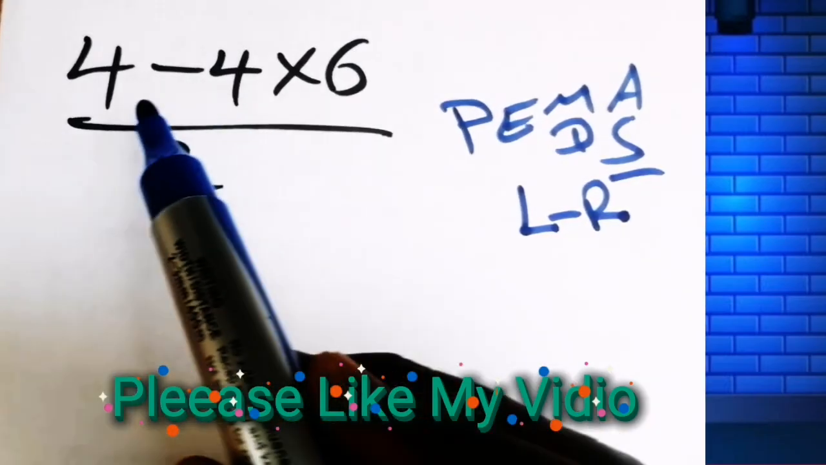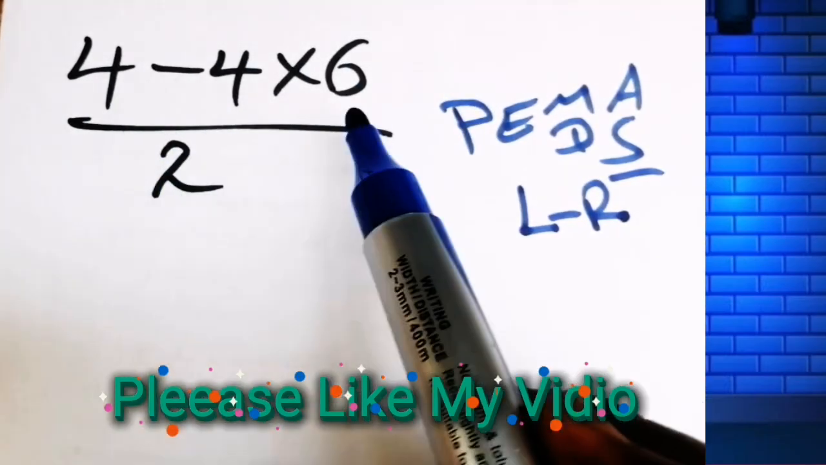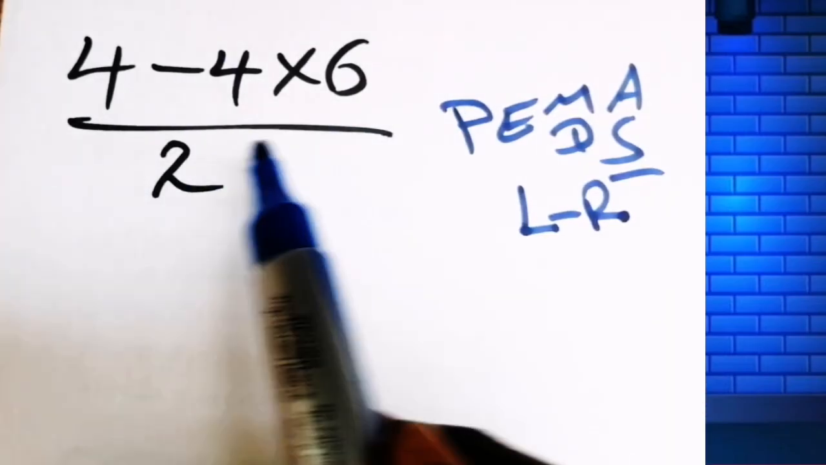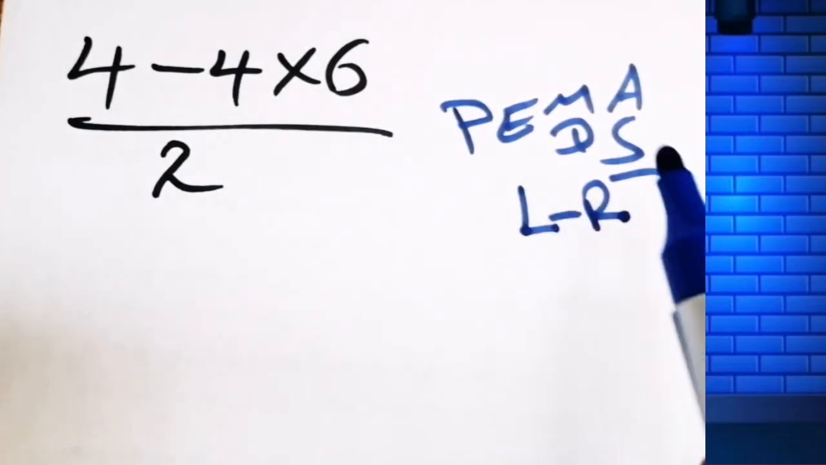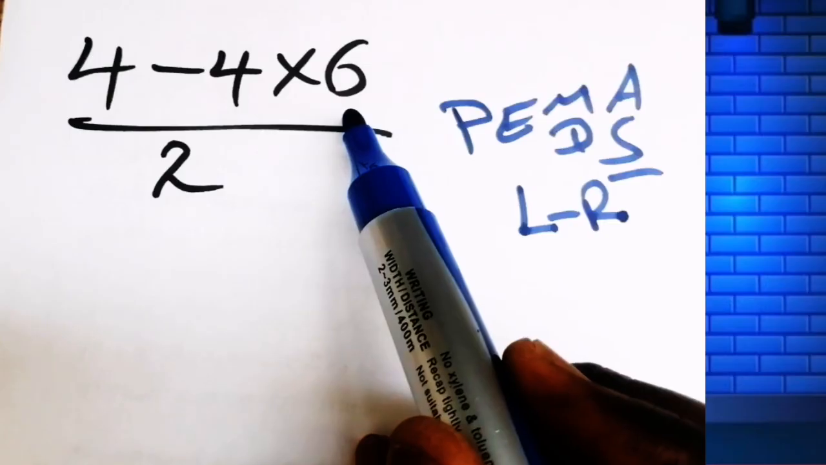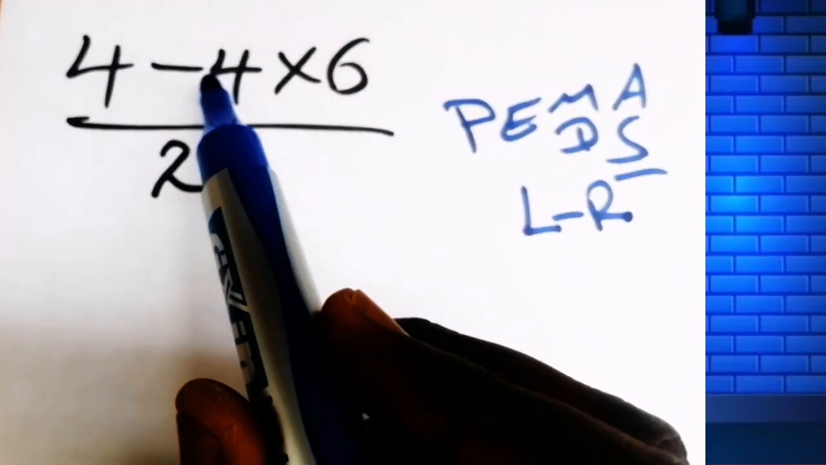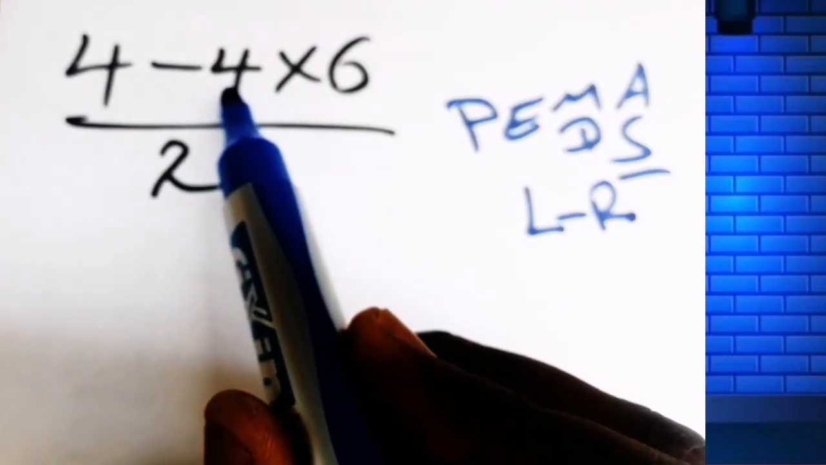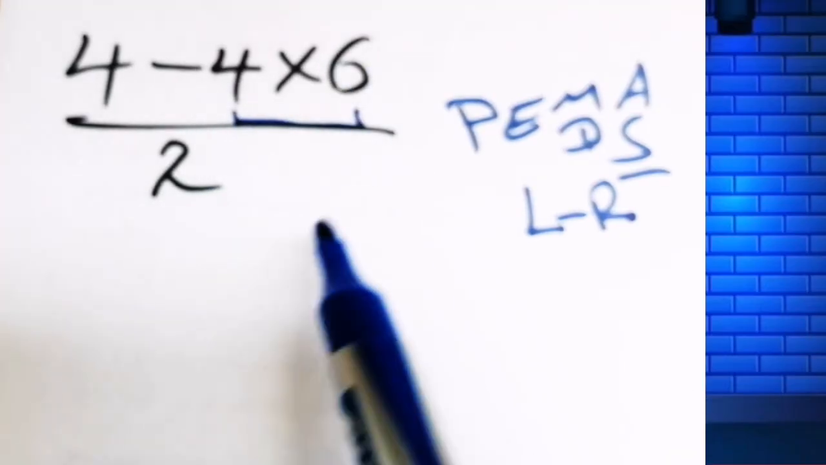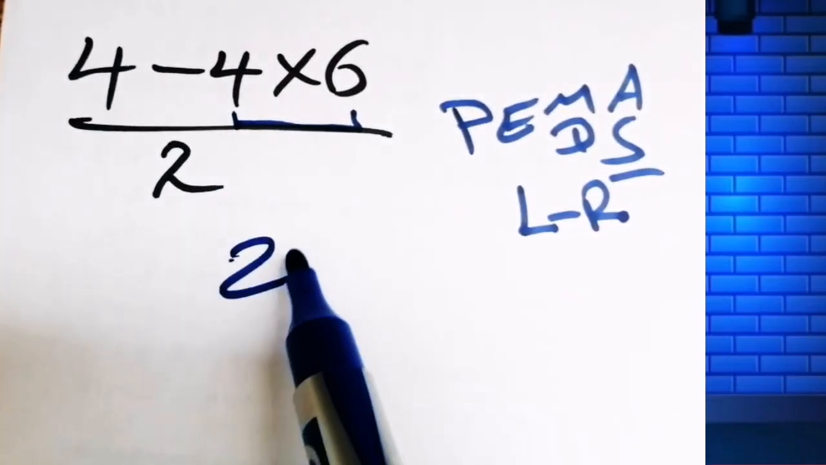In this expression, there is one subtraction and one multiplication, okay, in the numerator part. Therefore, first we have to multiply these numbers and finally subtract. According to PEMDAS, first we have to multiply these numbers. Therefore, 4 times 6 which equals 24, okay?